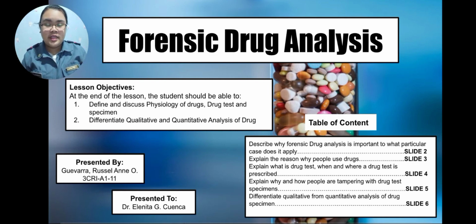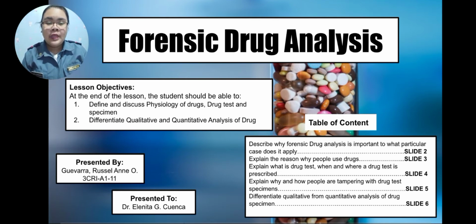So lesson objectives. At the end of the lesson, the student should be able to, number 1, define and discuss drugs and drug tests and specimens. Number 2, differentiate qualitative and quantitative analysis of drug. So, table of contents: describe why forensic drug analysis is important and to what particular case it applies.